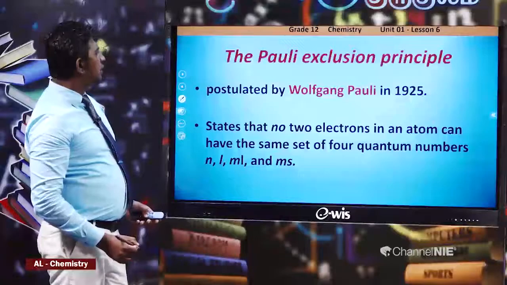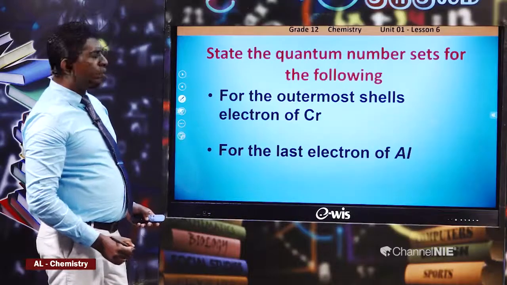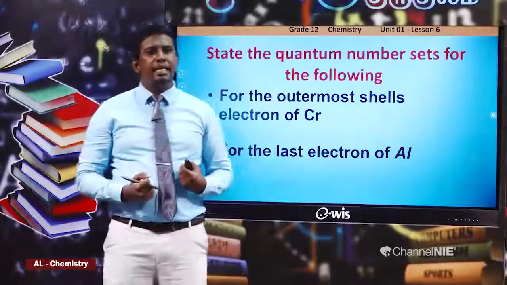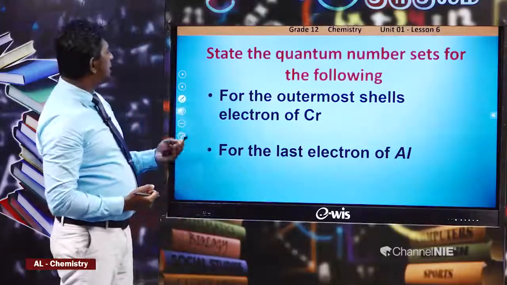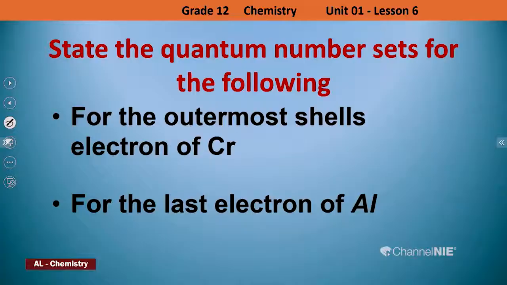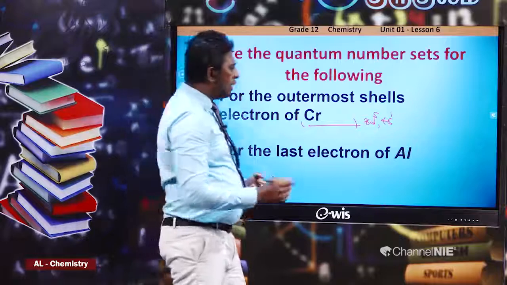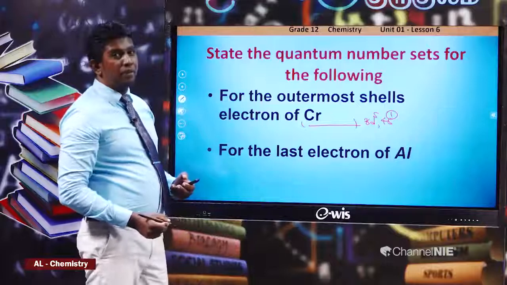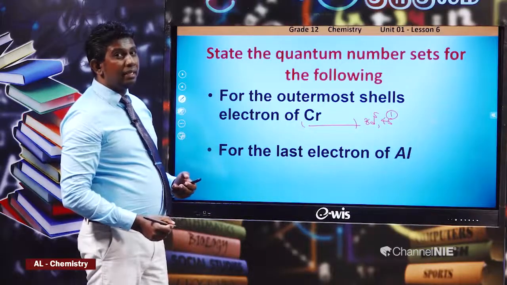Then students, we have electronic configuration being combined with this idea of the quantum number set. So for an example, let's say this: the outermost shell electron of chromium. We already know that chromium is 4s1, 3d5, including the others, the others meaning up to argon. Then students, this is the outermost shell. So the outermost shell of chromium is 4s1, the last electron that you find.